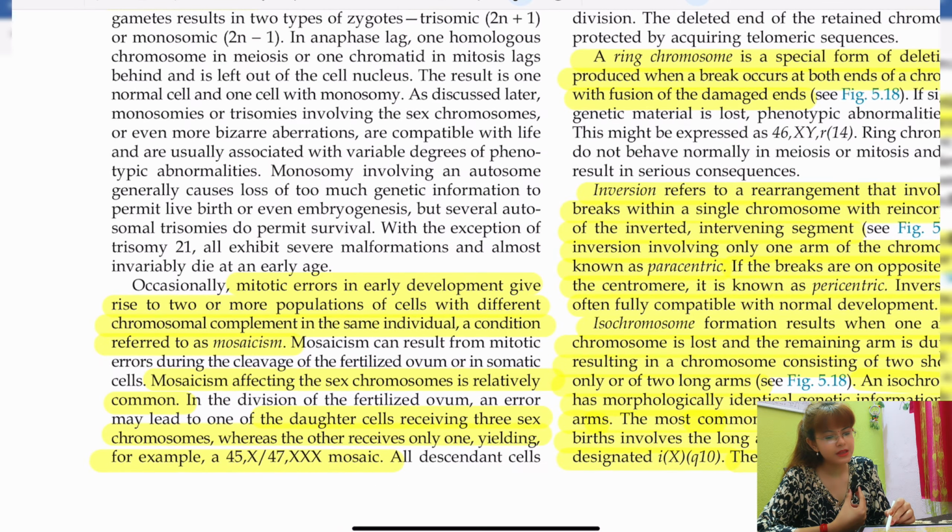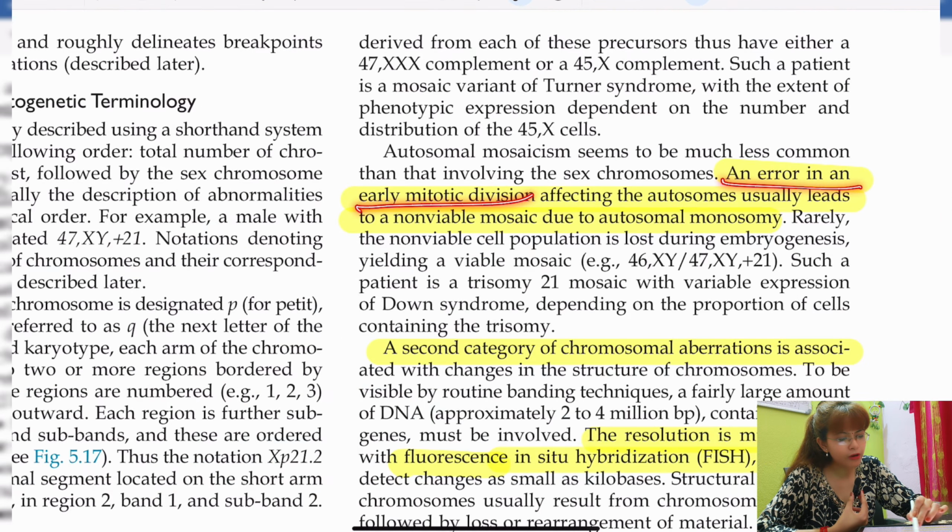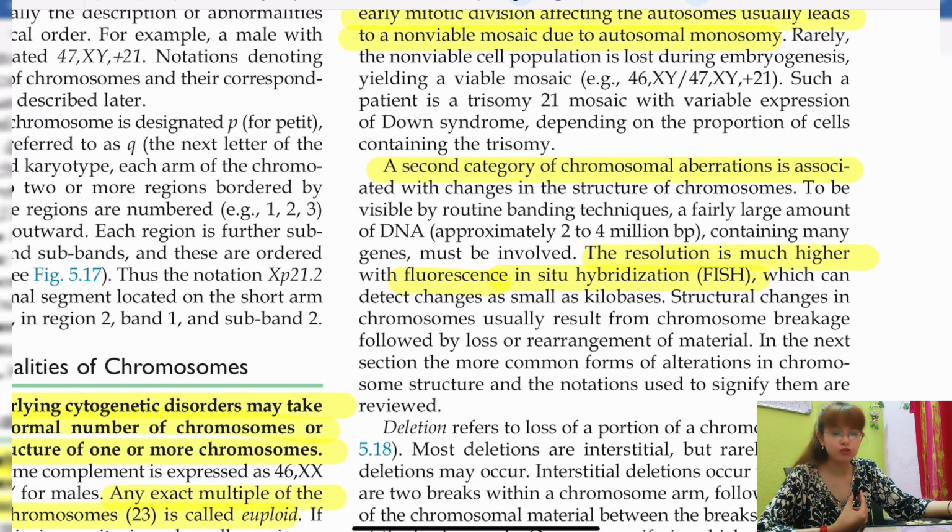So what is mosaicism? Mitotic errors in early development give rise to 2 or more populations of cells with different chromosomal complement in the same individual, a condition referred to as mosaicism. An error in the early mitotic division affecting the autosomes usually leads to a non-viable mosaic, as in autosomal monosomy. So if it is happening in the autosomes, then it is basically a non-viable condition. The zygote doesn't usually survive. But if it is in the sex chromosome, then the zygote usually survives.